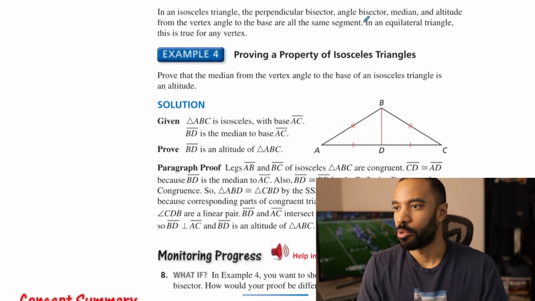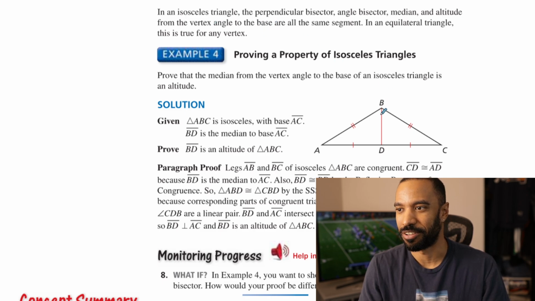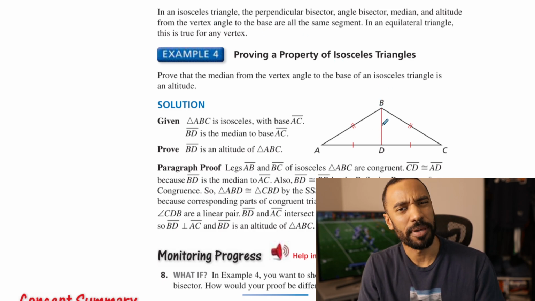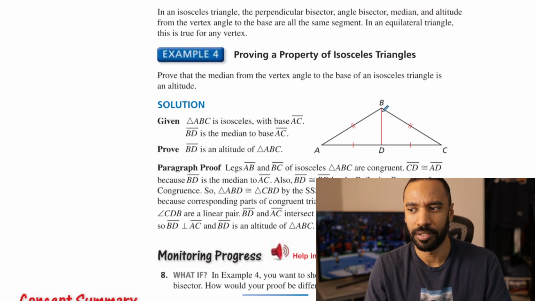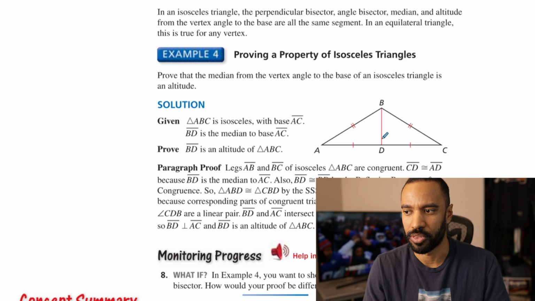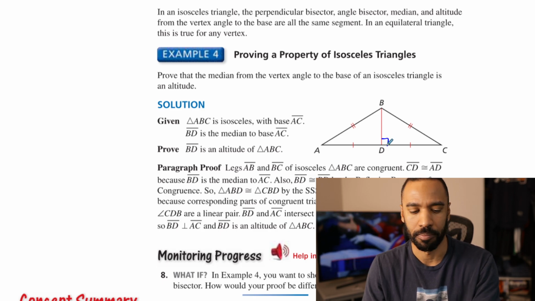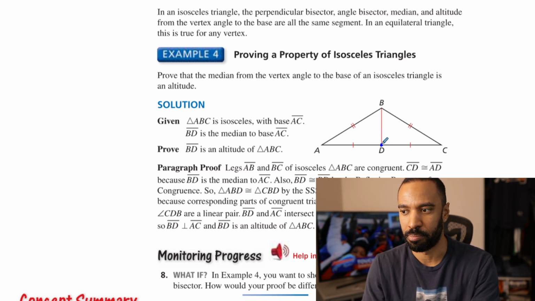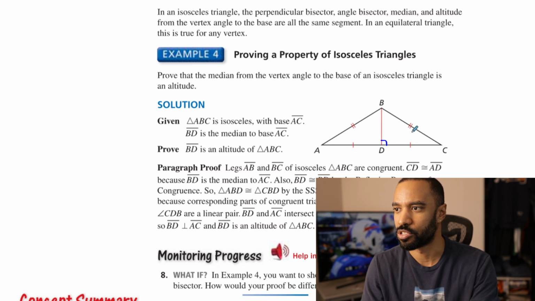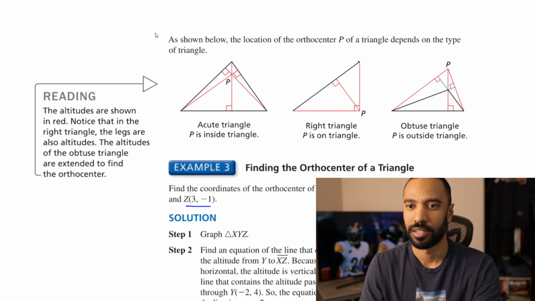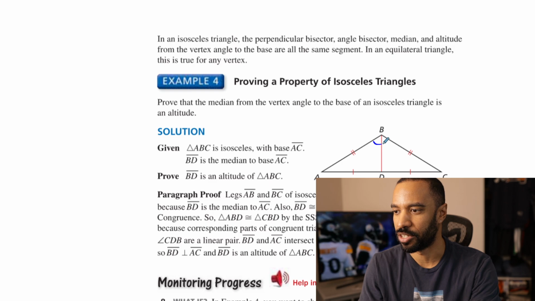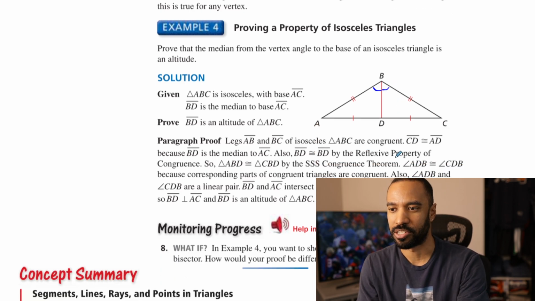In an isosceles triangle, the perpendicular bisector, angle bisector, median, and altitude from the vertex angle to the base are all the same segment. I've kind of mentioned things like that before. I think we started to bring it up a little more in the last section: here's your isosceles triangle. These are both the same. So this is the altitude. Boom. But it's also the segment bisector. Boom. But it's also the perpendicular bisector. Boom. And then it's also the angle bisector. Boom. Those are all the same in an isosceles triangle.